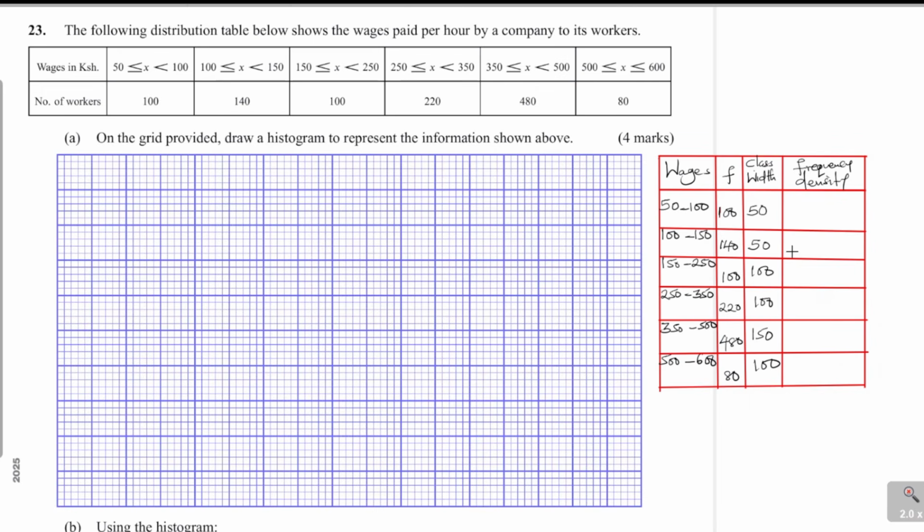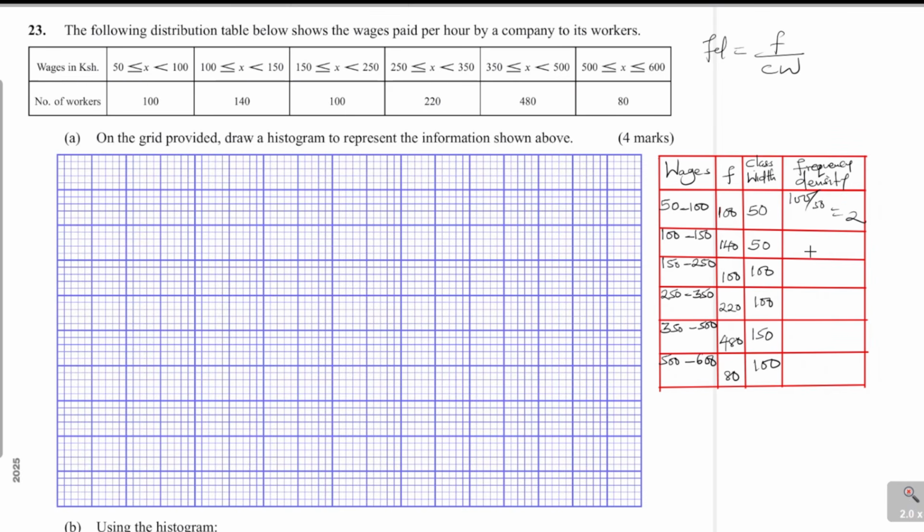I have prepared a small table here because for this particular question, we are going to plot frequency density against the wages. So that is why I've prepared this, for you to get the frequency density. Remember, frequency density is given by the frequency over the class width. I've keyed in the figures here for frequency, then the class width. So for the first one, our frequency density will be given by the frequency, which is 100 divided by 50. So that will give 2.